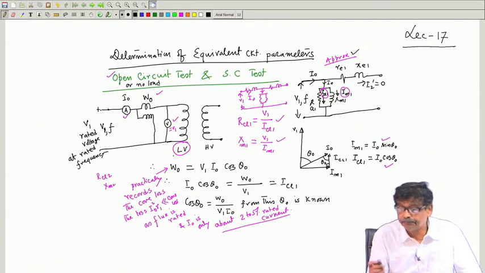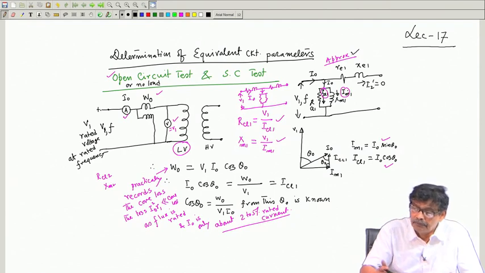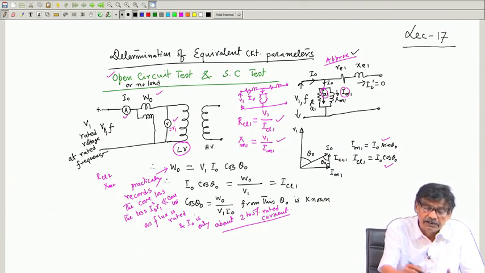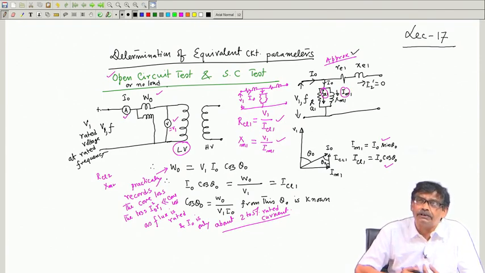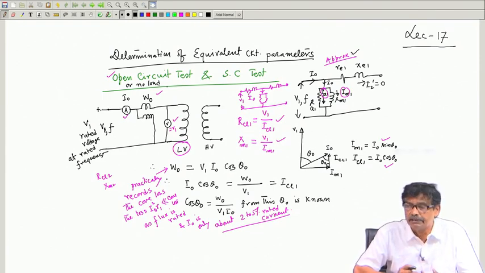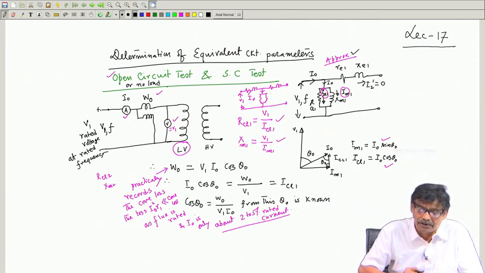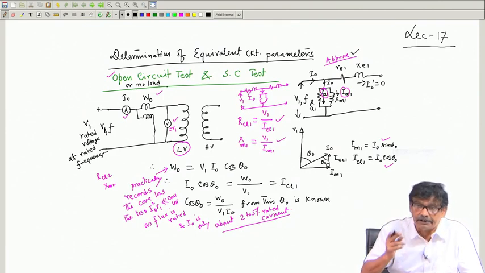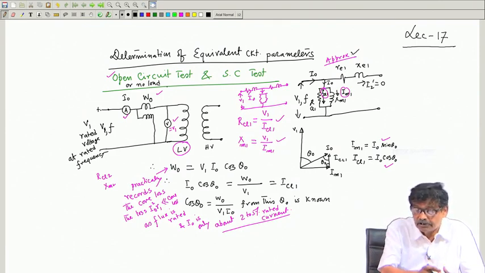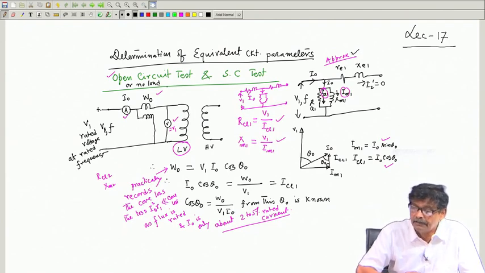In any case, the approximate equivalent circuit is this. The reading W naught will practically record the core loss taking place in the transformer, because the no load current is very small. There will be some copper loss in the primary winding, I naught squared into R1, but that is neglected, because the flux is rated; mind you, rated voltage, rated frequency, so flux will be rated.